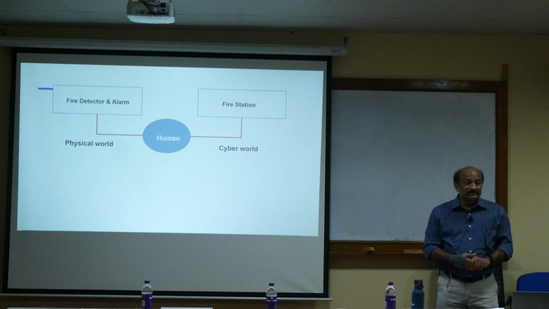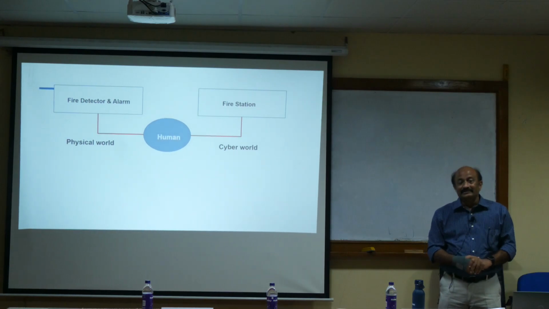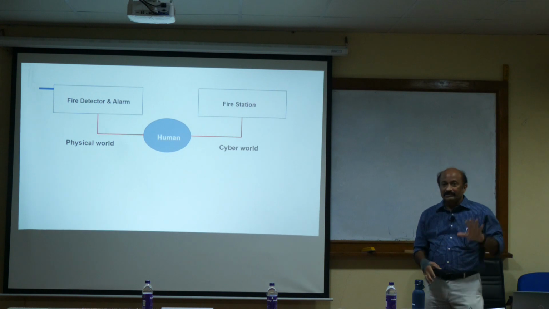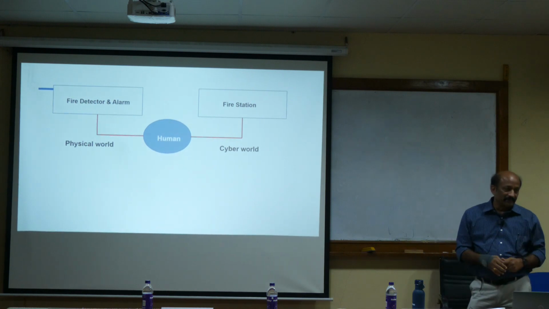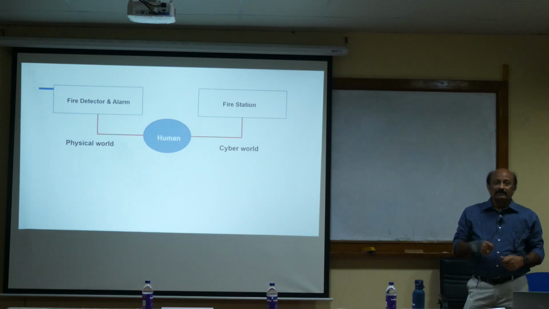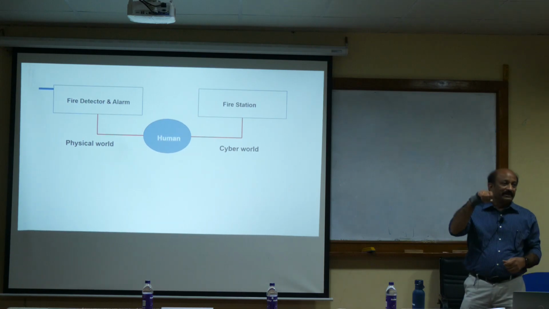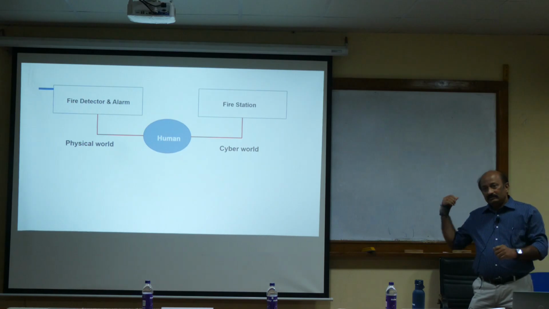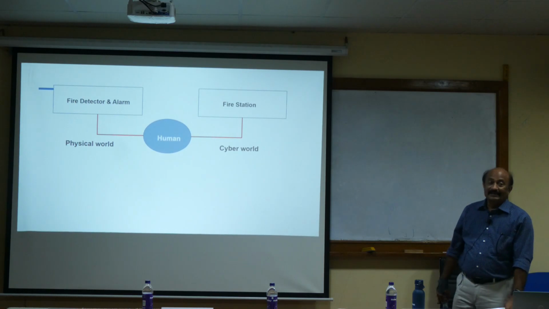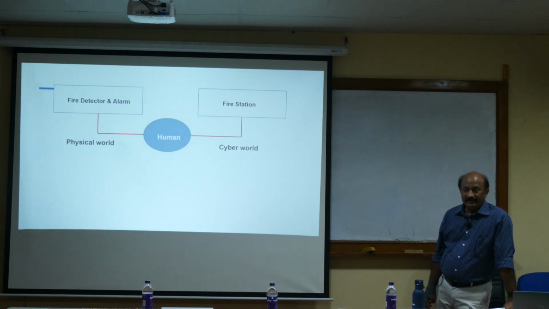So the fire station should know exactly which apartment it is and how to come to that apartment within a short period of time so that he can control the fire over there. Or if there are 10,000 houses in a colony, he should know exactly from which house the fire has started, and the person has to land up in that position exactly so that he can stop the fire.